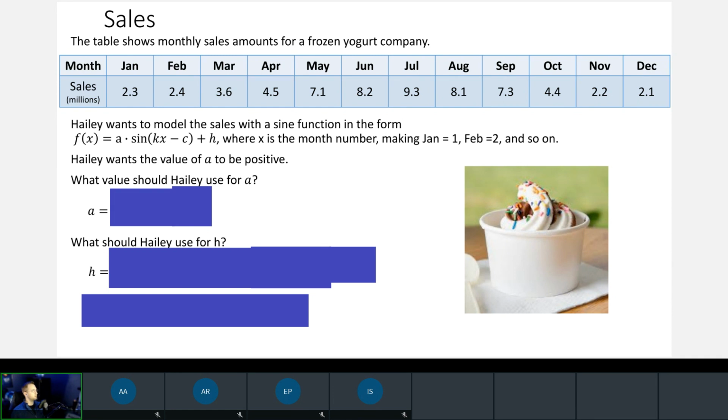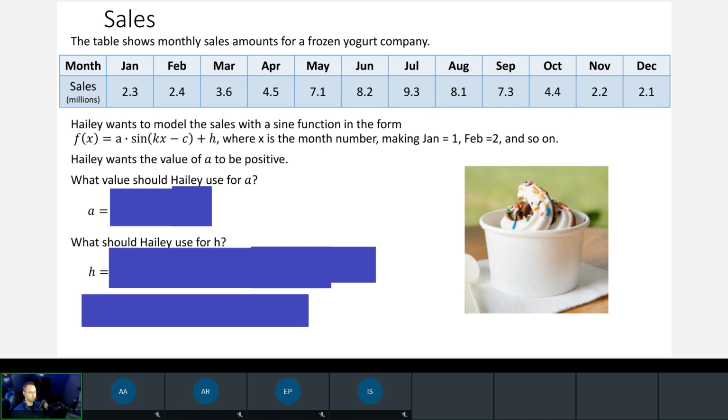All right, sales. So the table shows the monthly sales amounts for a frozen yogurt company. Haley wants to model the sales with a sine function in the form of f of x equals amplitude times sine of k times x minus c plus h, where x is the month number making January 1, February 2, and so on. Haley wants the value of amplitude to be positive. What value should Haley use for amplitude?